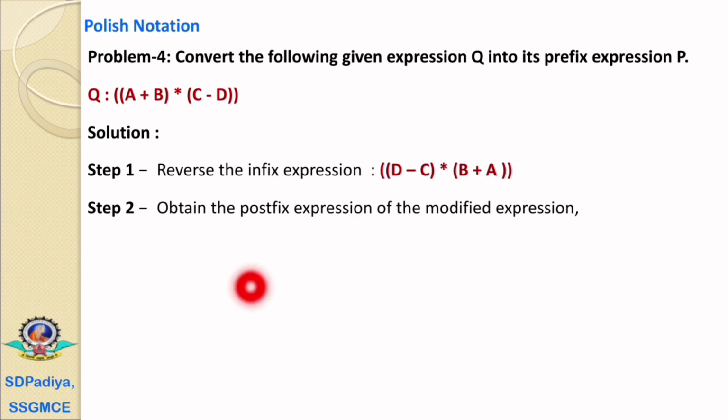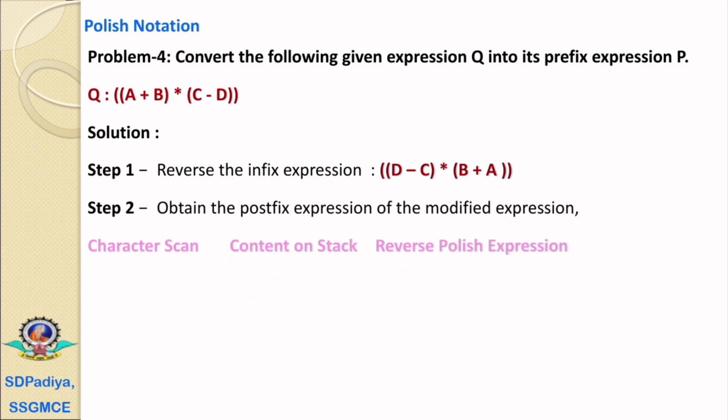The second step is to obtain the postfix expression of the modified expression, and we have seen how to obtain the postfix expression from the infix expression. For that we write down 3 columns: character scan, the content on the stack, and third the reverse Polish expression, that is the postfix expression. Now first we scan the open parenthesis, then again there is an open parenthesis, so we push it on the stack. Next is the operand capital D, we push it on the stack.